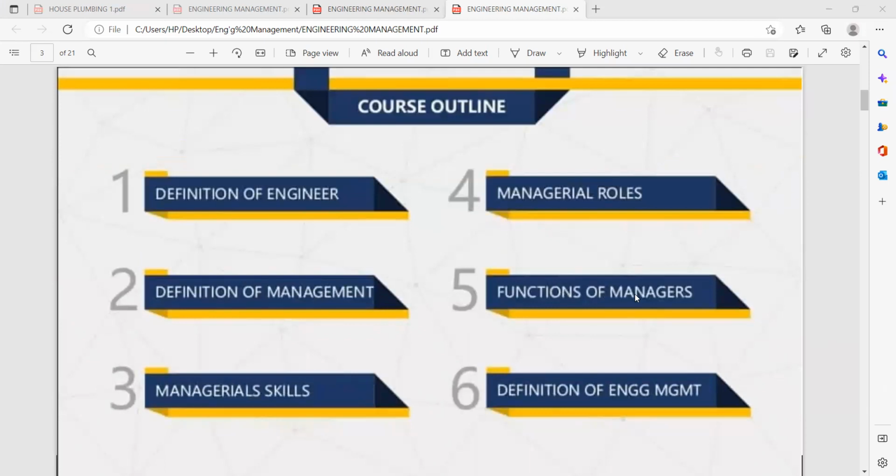So for this video, yung course outline natin or yung ating outline for this video nga is, again, definition of engineer. Sa part 1, na-define na natin, pero recap lang natin dito sa video na ito. So definition of an engineer, definition of management, managerial skills, managerial roles, functions of managers, and definition ng engineering management.